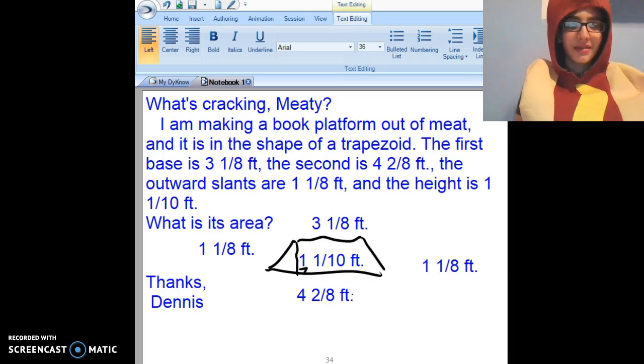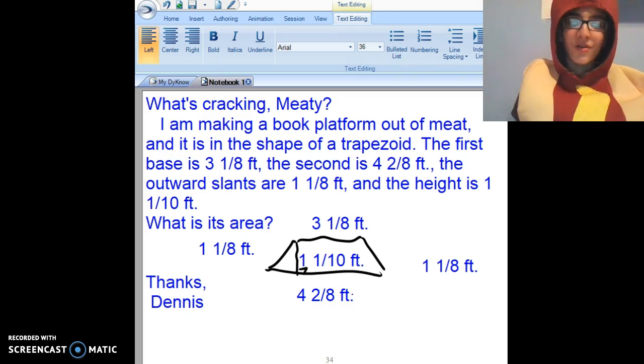The last mission was sent in by Dennis. He writes, "What's crackin', meaty?" Nothing much. You? "I'm making a book platform out of meat, and it is in the shape of a trapezoid." Ooh, complex. "The first base is 3 1/8 feet long, the second base is 4 2/8 feet long, the outward slants are 1 1/8 feet long, and the height is 1 1/10 feet long. What is its area? Thanks, Dennis."